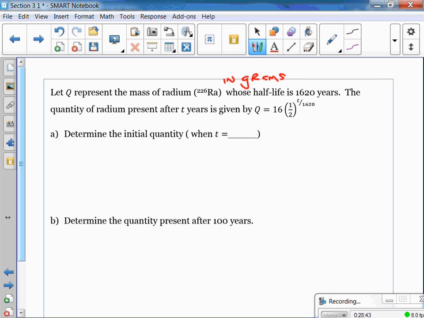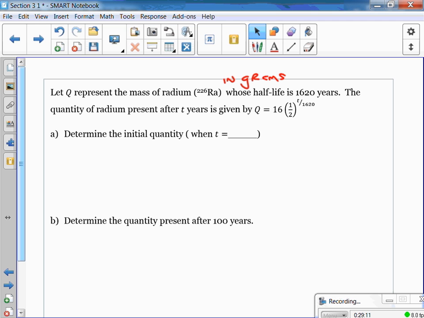Actually, if you think of plutonium 238 or something like that, it has a half-life of like 16,000 or something like that. Some of them are even larger than that. So without sidetracking too much, with radium 226 isotope in grams, whose half-life is 1,620 years, the quantity of radium present after T years is given by the formula.